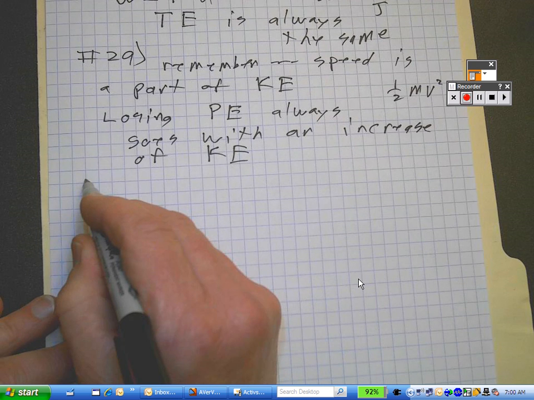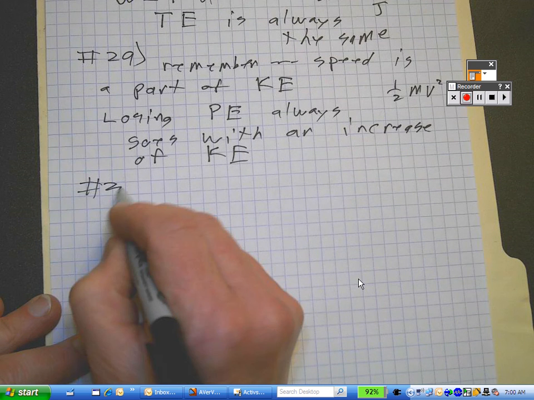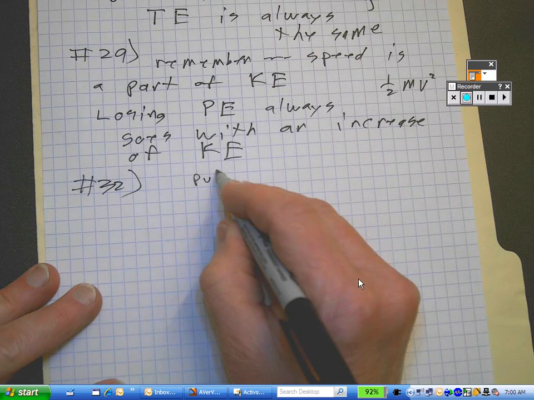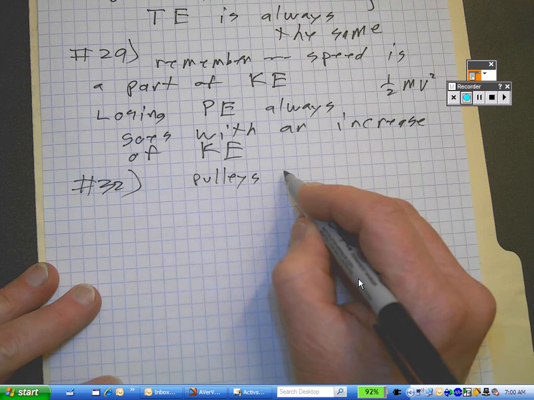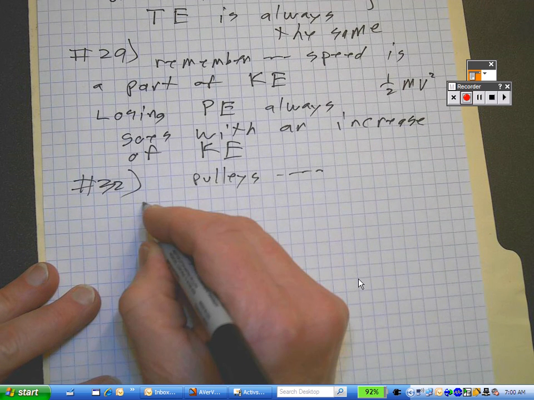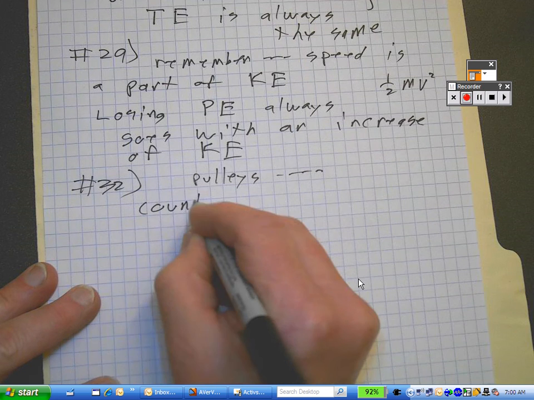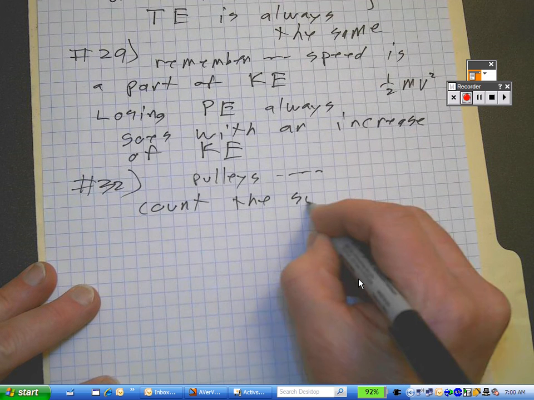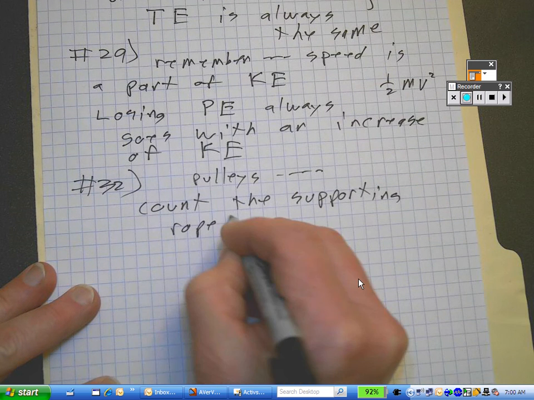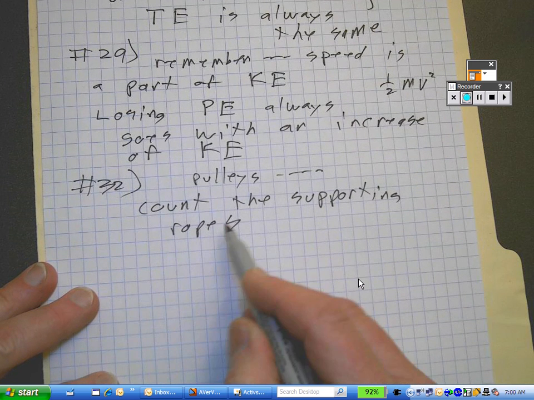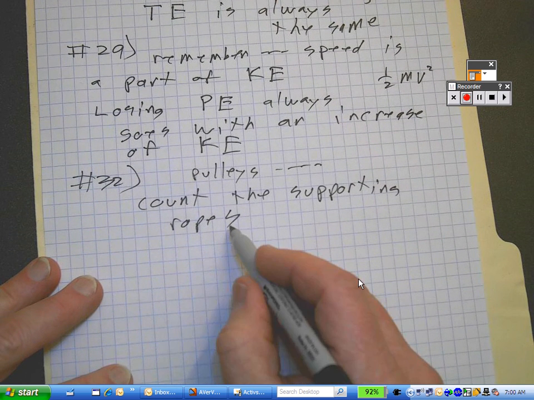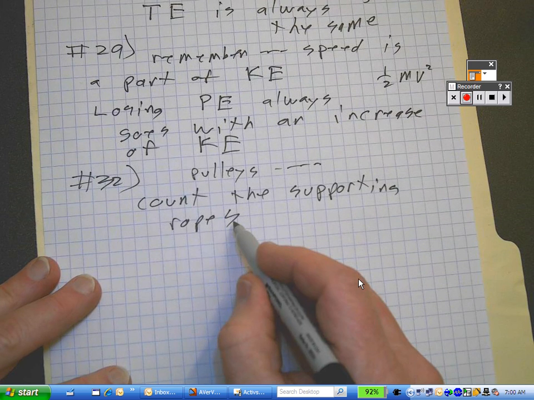Well, let's look now at number 32. As you look at 32, it's about pulleys. We talked in class about pulleys, done a lab even about pulleys. Okay, so remember about pulleys. You simply count the supporting ropes. And when you count the supporting ropes, that helps you determine then how much you get to decrease the force you apply to lift something up.